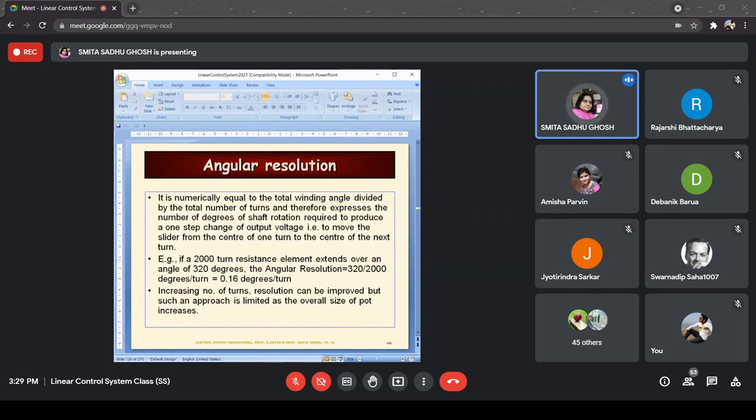So let us say we have a 2000 turn resistance element, and that extends over 320 degrees. For a circular element, you cannot have the full 360 degrees being covered, right? Whenever we have angular potentiometers, the angular span is going to be lesser than 360 degrees, more like 320 or 310 or something like that. So for this particular numerical example, the angular span of the potentiometer is 320 degrees, and the number of turns accommodated within those 320 degrees is 2000.